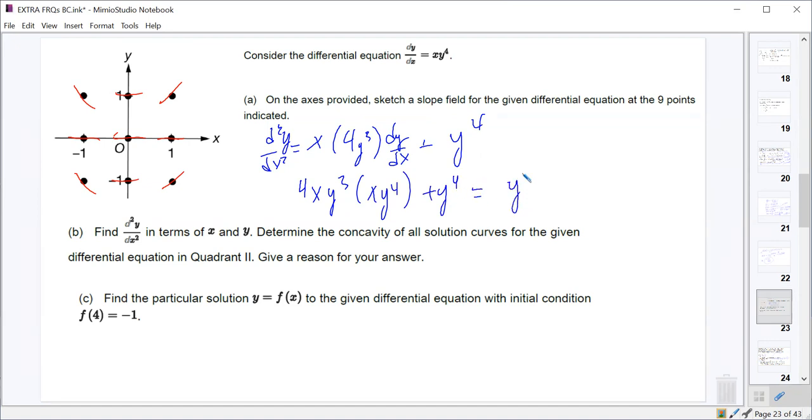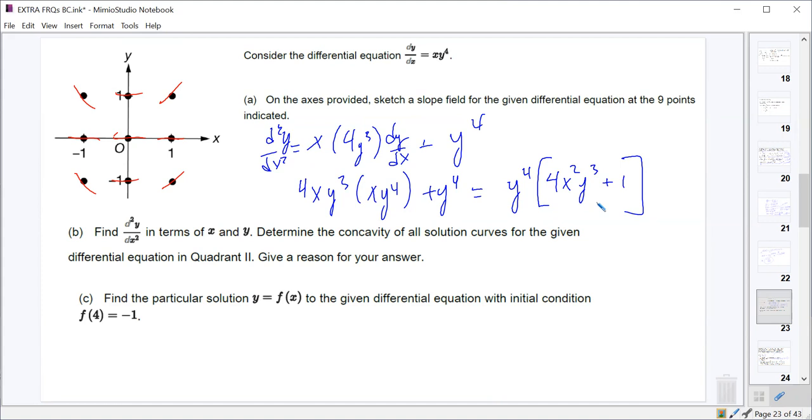And chances are it's going to be helpful to us to factor out that y to the fourth just to see what things look like. We have y to the fourth, and then we have 4x squared y cubed plus 1. I believe I factored that out right. 4x squared y cubed plus 1. If you don't factor it out, that's fine. It's not a big deal.